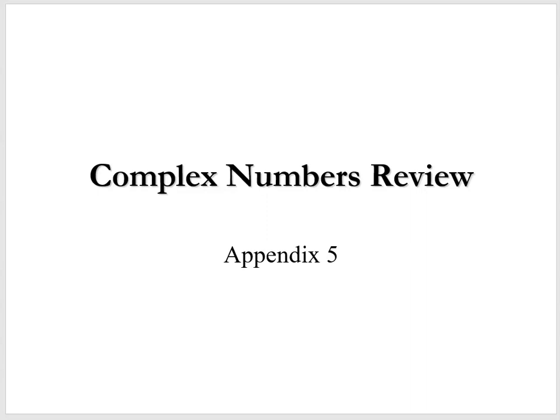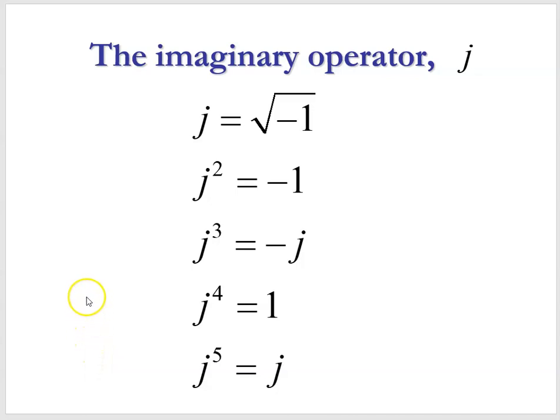Since we're going to be working with complex forcing functions, we should review complex numbers. Complex numbers have both a real and imaginary part, and that imaginary part is based on the imaginary operator. And we're going to use J instead of I. You've probably learned about I in mathematics. We use J so we don't confuse current with the symbol I.